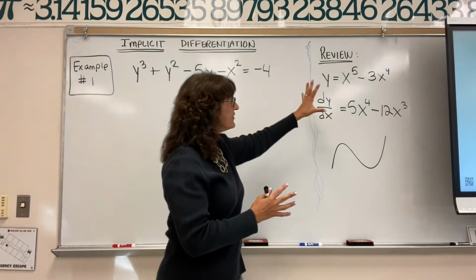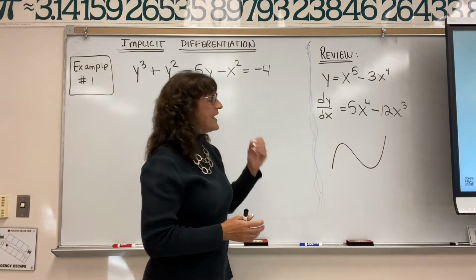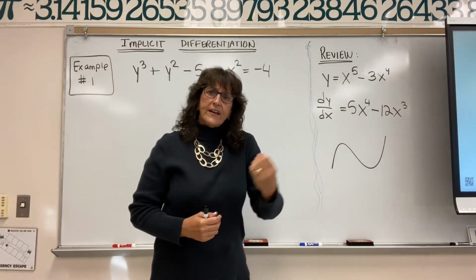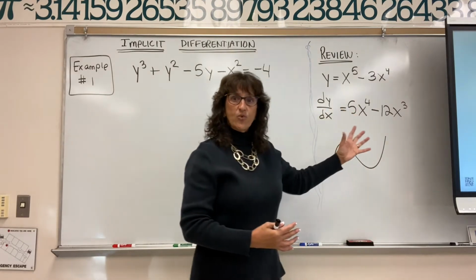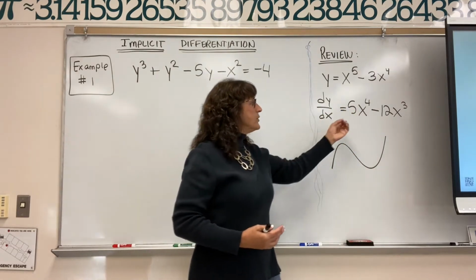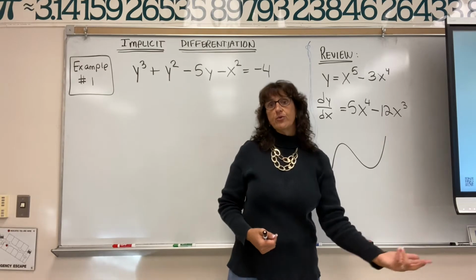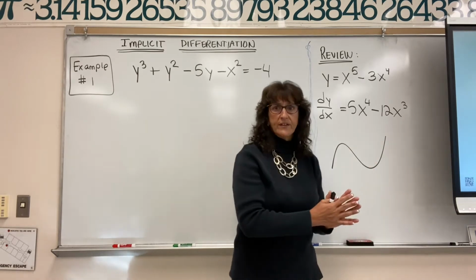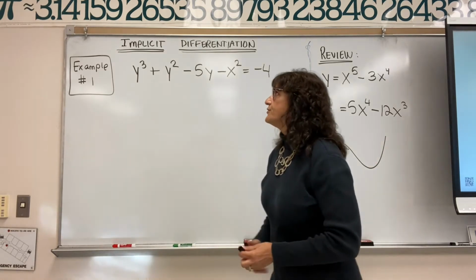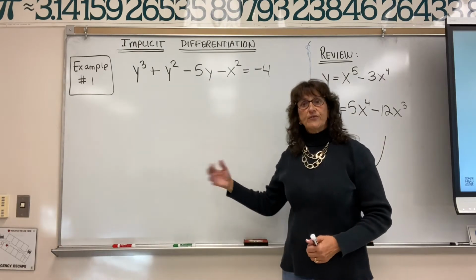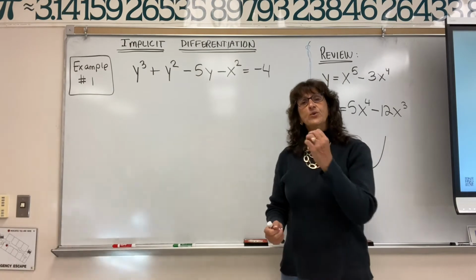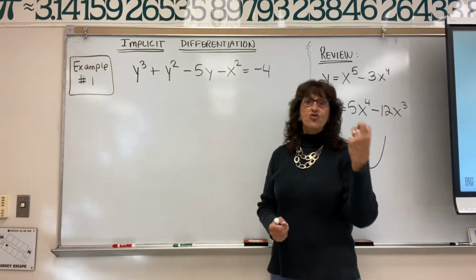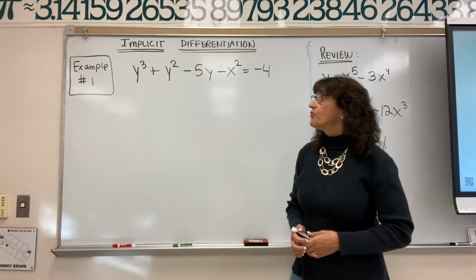Everything we've been working with up to this point has been a function: f of x equals, g of x equals, h of x equals, y equals. And when it's a function, explicitly we'll just go and use the power rule, the chain rule, the quotient rule. We'll use our rules to find the derivatives. Implicit differentiation applies to curves that are not functions. What if you have a curve that's not a function, that you cannot write y in terms of x explicitly?